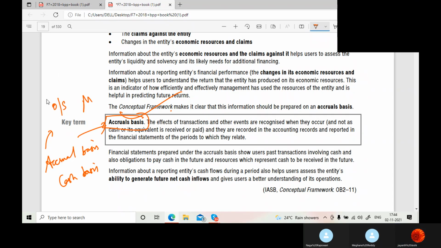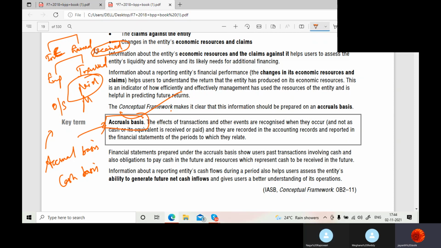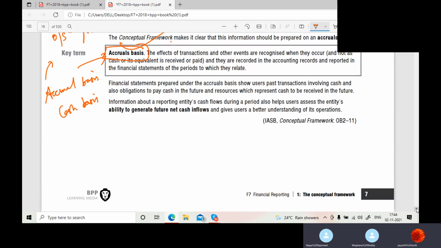So the expenses are recorded when they are incurred rather than paid. Incomes are recognized when they are earned rather than received. Did you understand? Please tell me. Yes, sir. You have an idea about this.